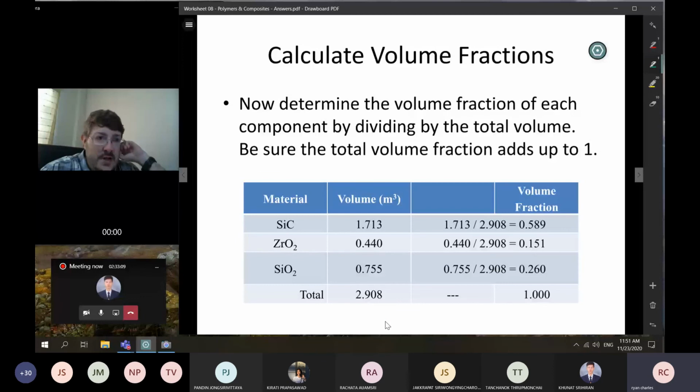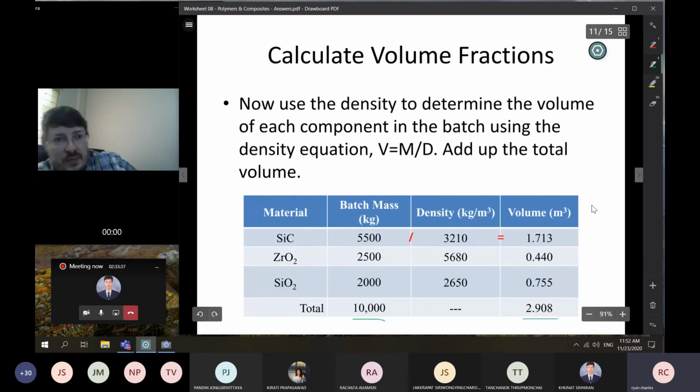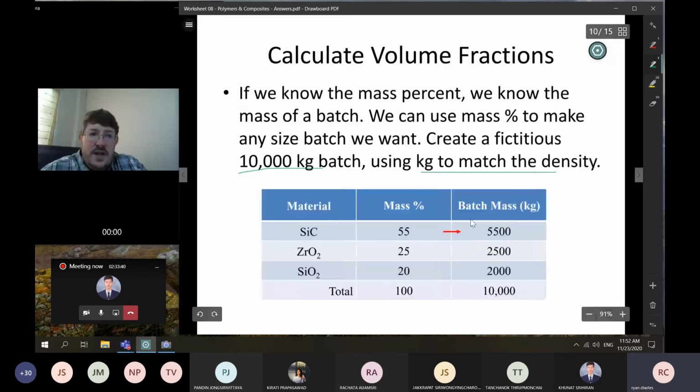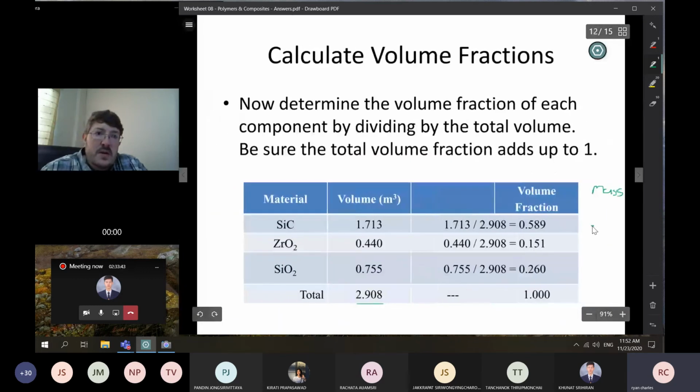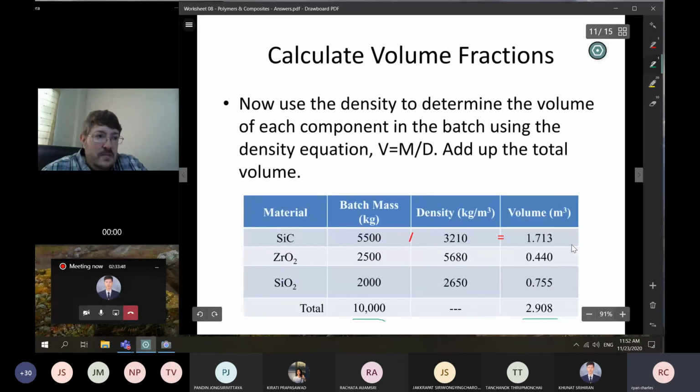Convert that to volume fraction. Divide each individual volume by the total. It's the same with mass fraction; mass fraction or volume fraction, it's all the same math. 0.589, 0.151, 0.26. Some of you used mass fraction. It was 0.55. What was the other one?